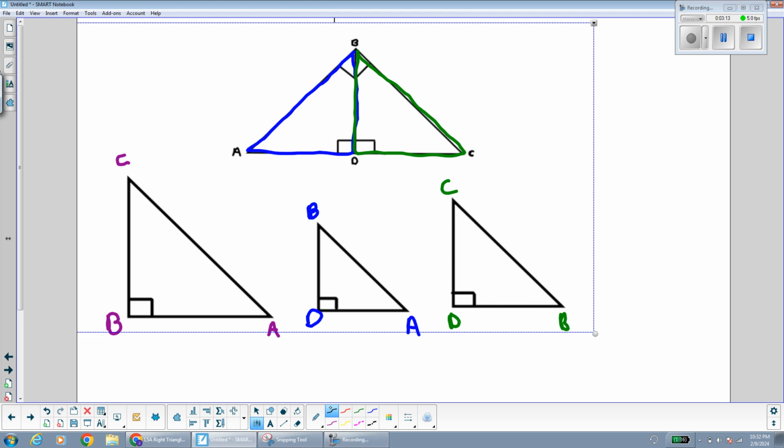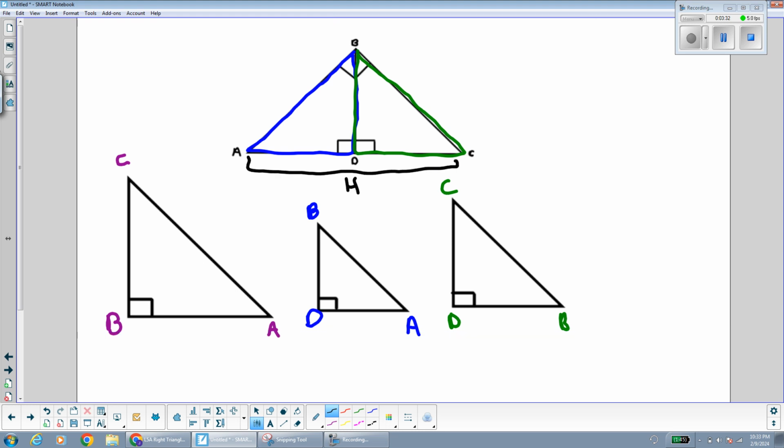Next, we're going to do some labeling. In the big right triangle, the hypotenuse is side AC because it's across from the 90-degree angle. So I'm going to label side AC as H for hypotenuse. And that means I need to label this as H because this is AC.